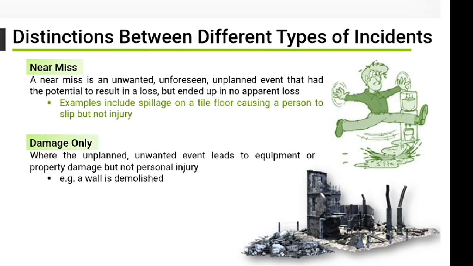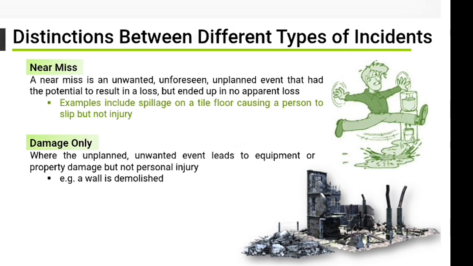Understanding the distinctions between various types of incidents is crucial in safety management. A near miss refers to an unplanned event that could have resulted in loss or injury but ultimately did not. It serves as a valuable warning of potential hazards, such as a spill on a tile floor, causing a person to slip, without any resulting injury.